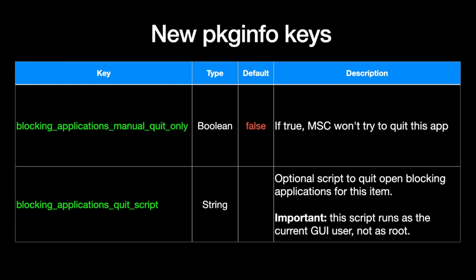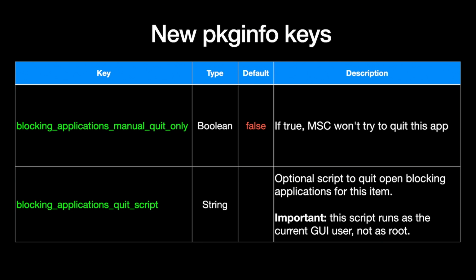Blocking applications, manual quit only. That's a really long key, but hopefully it's a little self-explanatory. If you add that to a package info, then Munki will not attempt to quit that. That will be something that the user has to manually quit. So there may be some particular software that either you know Managed Software Center can't properly quit, or there's some other reason why you don't want it to.